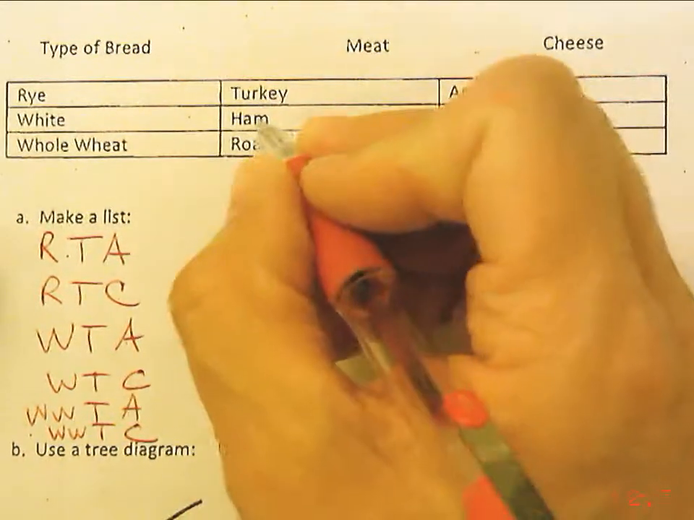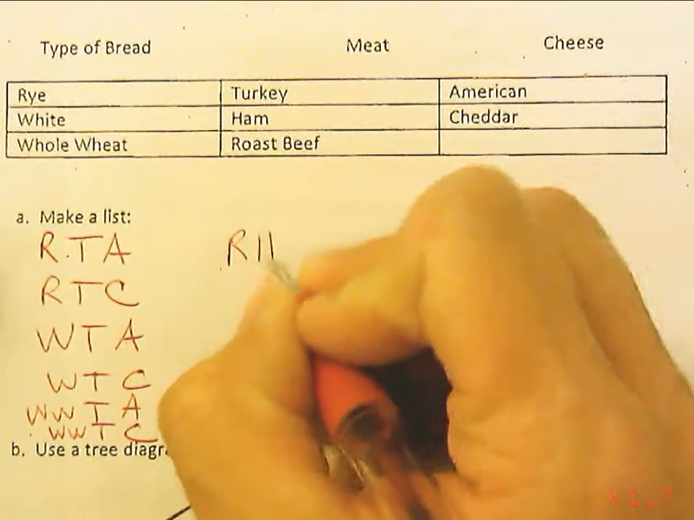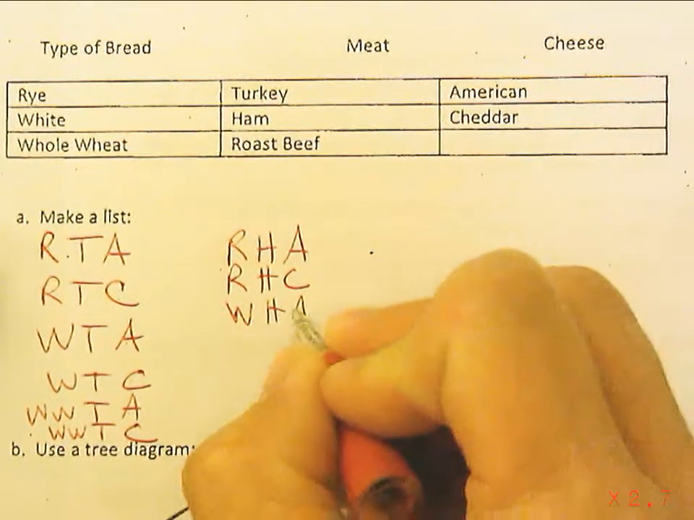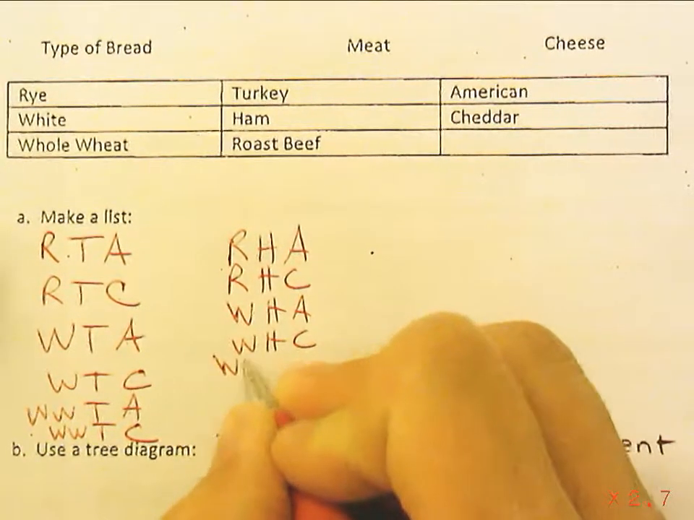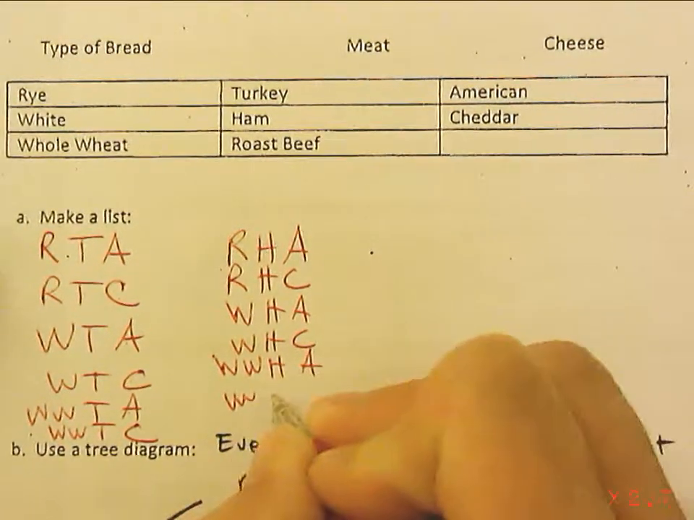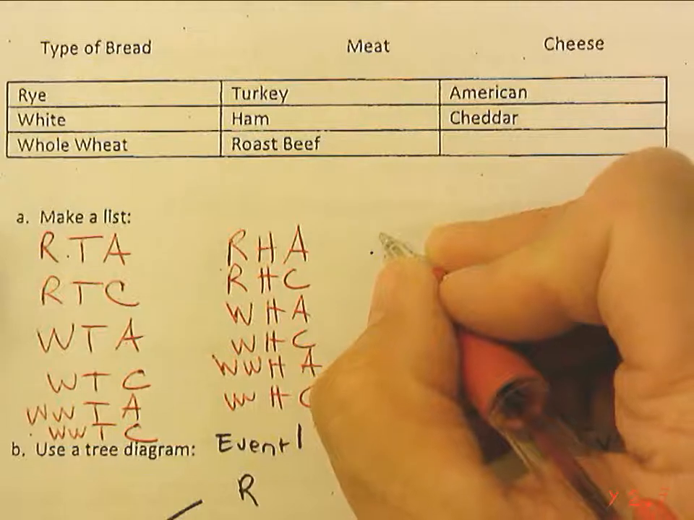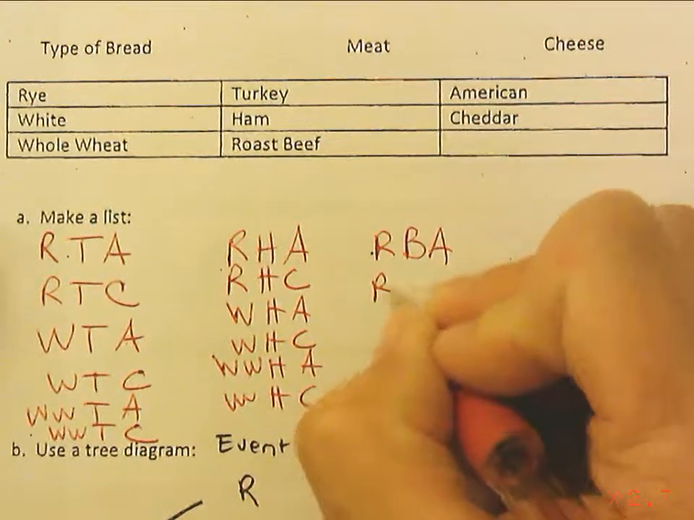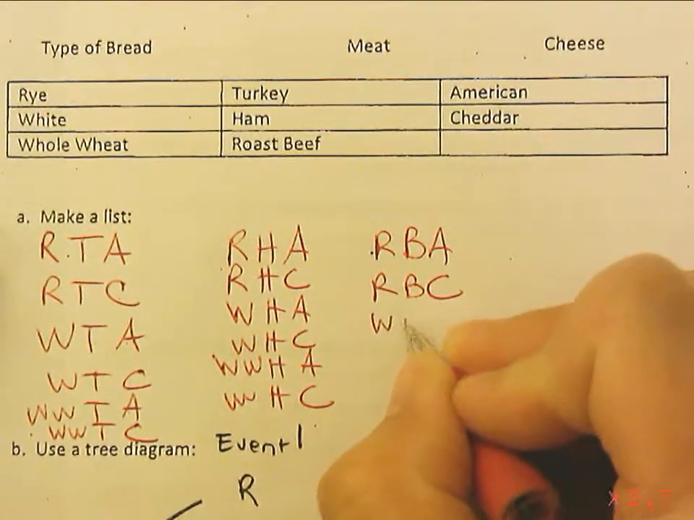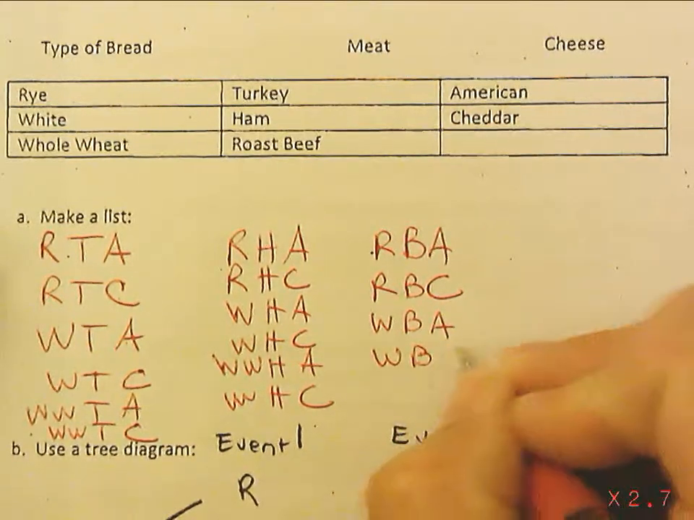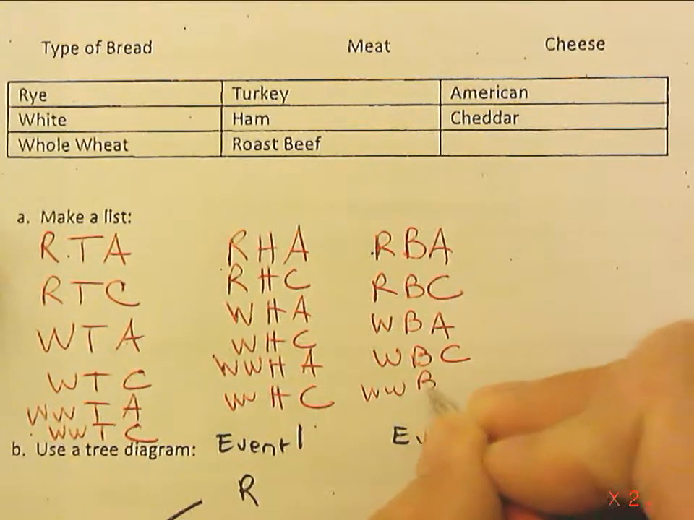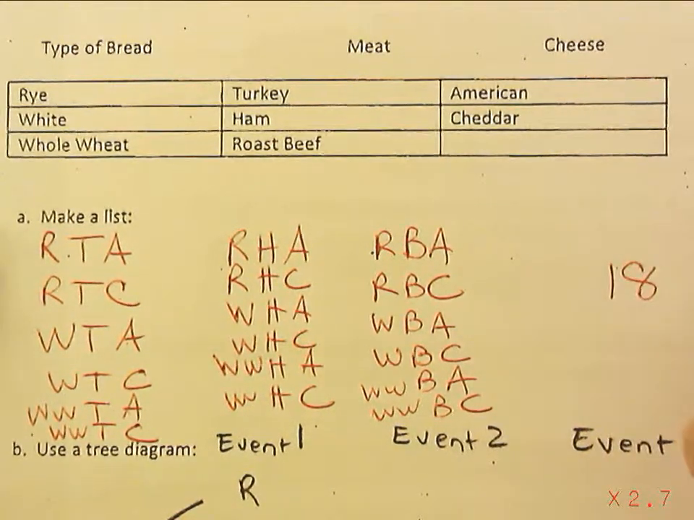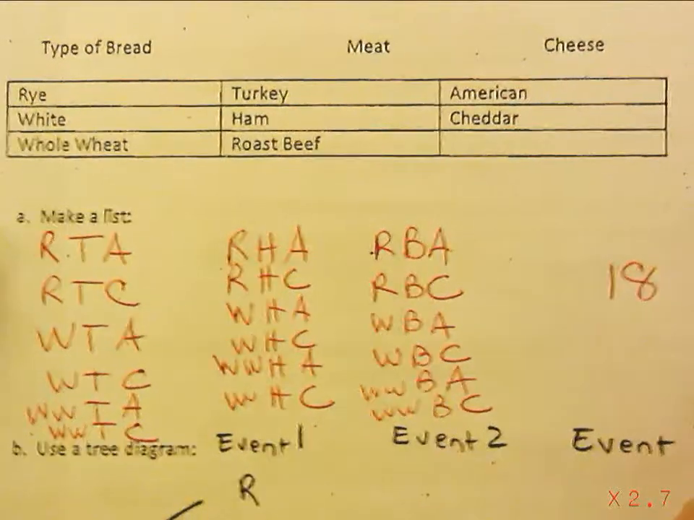So now let's use the ham. We can have rye ham American, rye ham cheddar, white ham American, white ham cheddar, whole wheat ham American, whole wheat ham cheddar. Finally, we could have roast beef. So it would be rye beef American, rye beef cheddar, white beef American, white beef cheddar, whole wheat beef American, whole wheat beef cheddar. So there's a total of 18 possible outcomes.